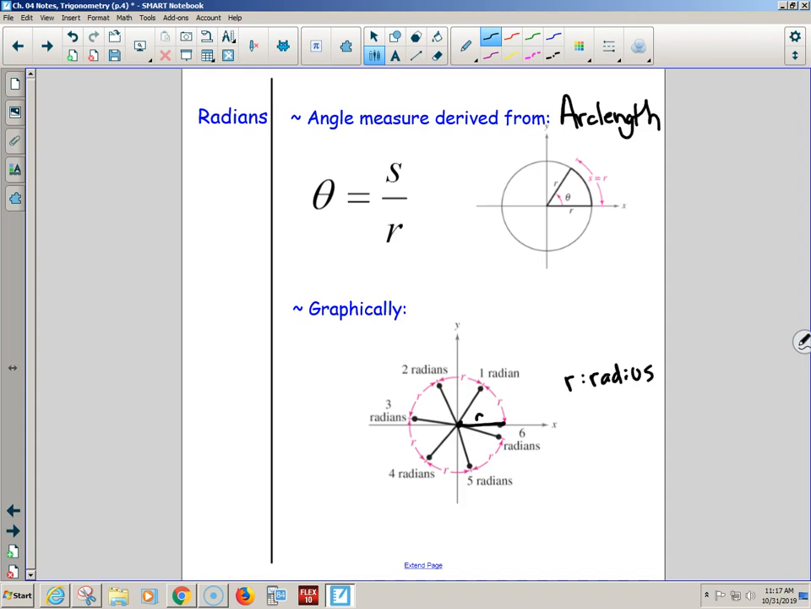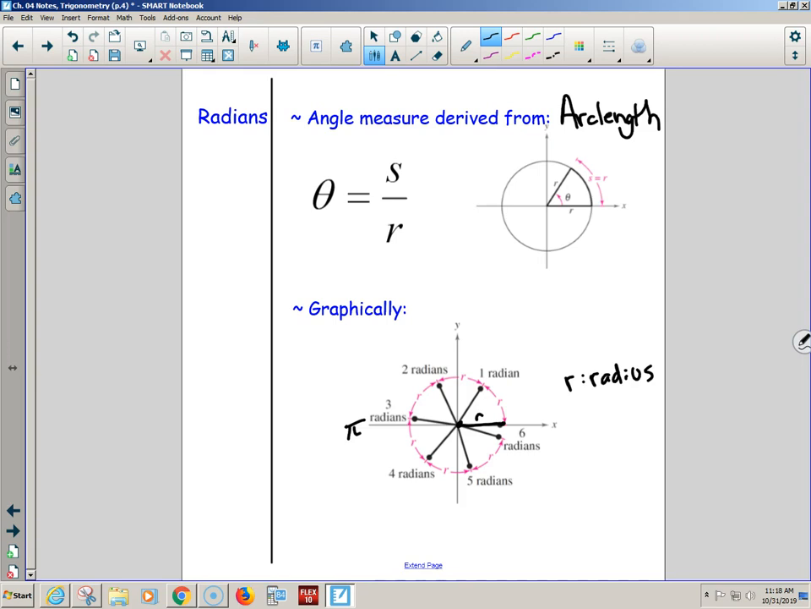4. Wait, no, 4's down there. So it's like 3.1415, oh, 6. Because it takes pi radians, pi radii. Pi radiuses measured around a circle to get there.